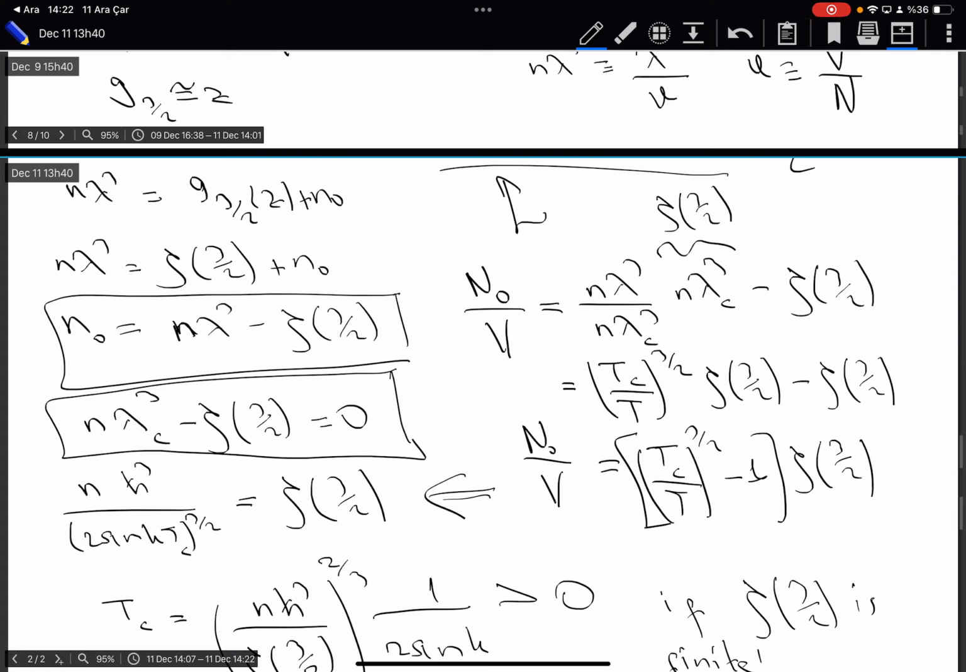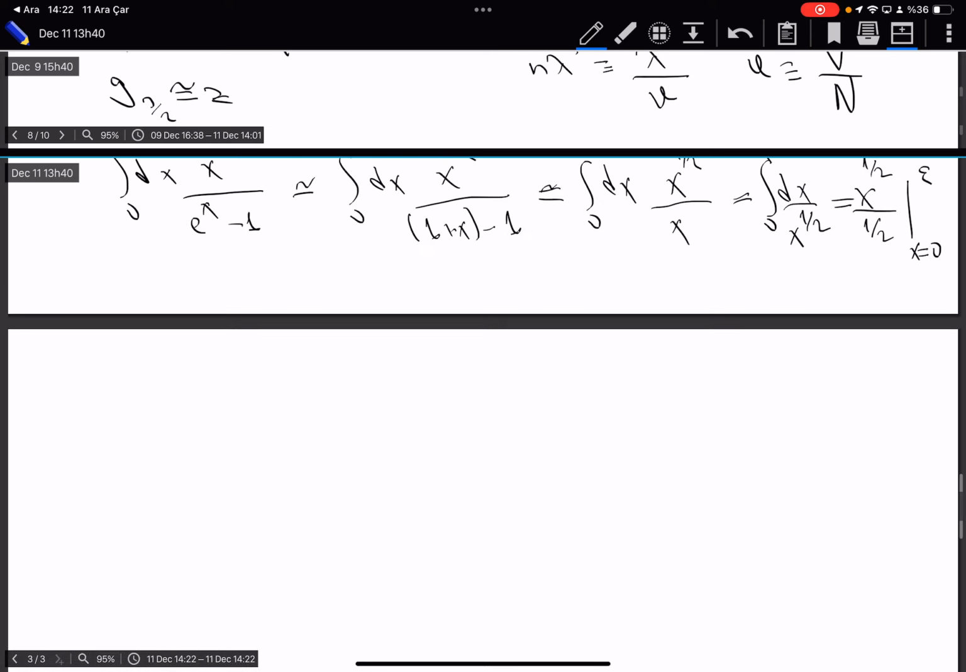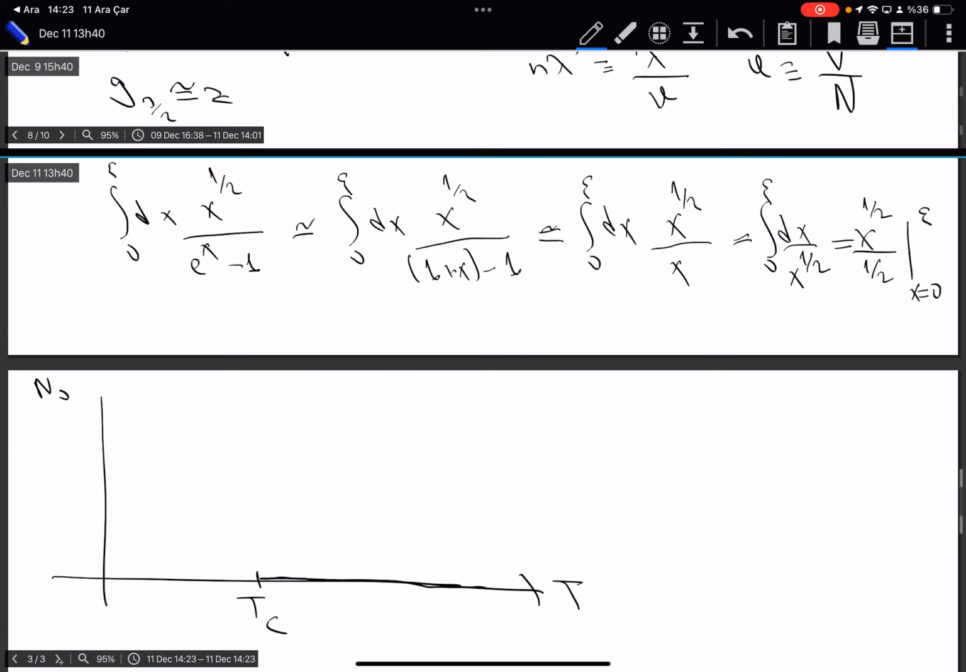So this is how the number of particles in the ground state in Bose-Einstein condensation changes. You see, at T equal to Tc, it is 0. As T becomes smaller than Tc, it becomes larger and larger. Eventually, of course, it can at most be N. Above the critical temperature it is 0 or negligible. Below the critical temperature, it increases.